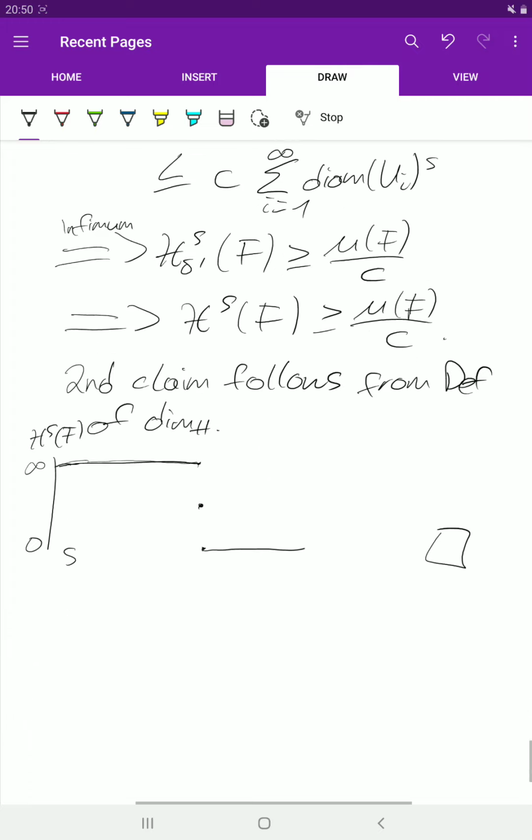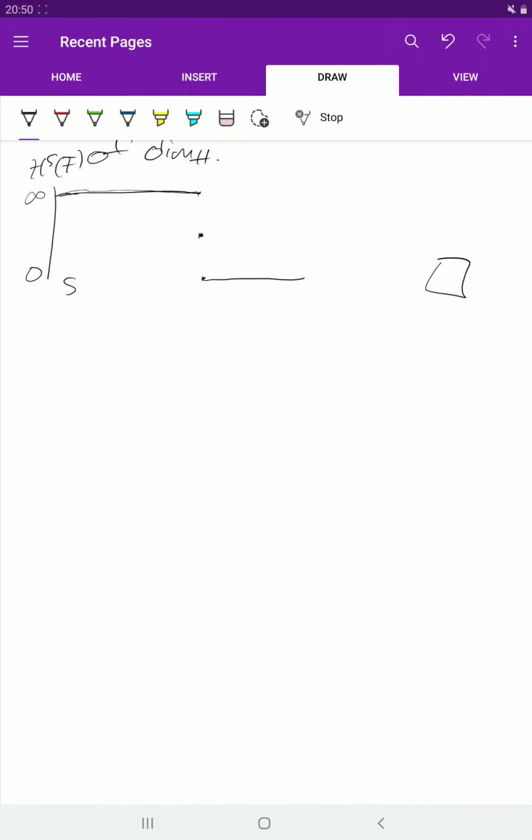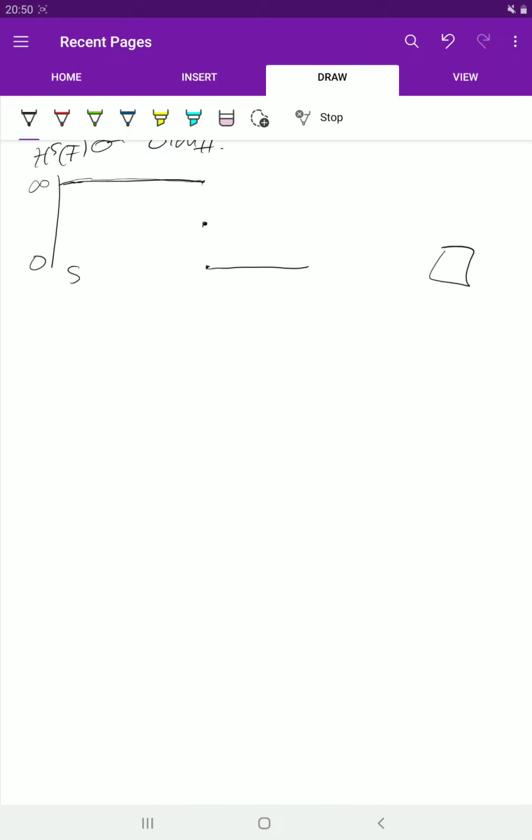Okay, for this we use another proposition from the book of Falconer about fractal geometry. So, namely, it says, so we'll just give a special case of this proposition.